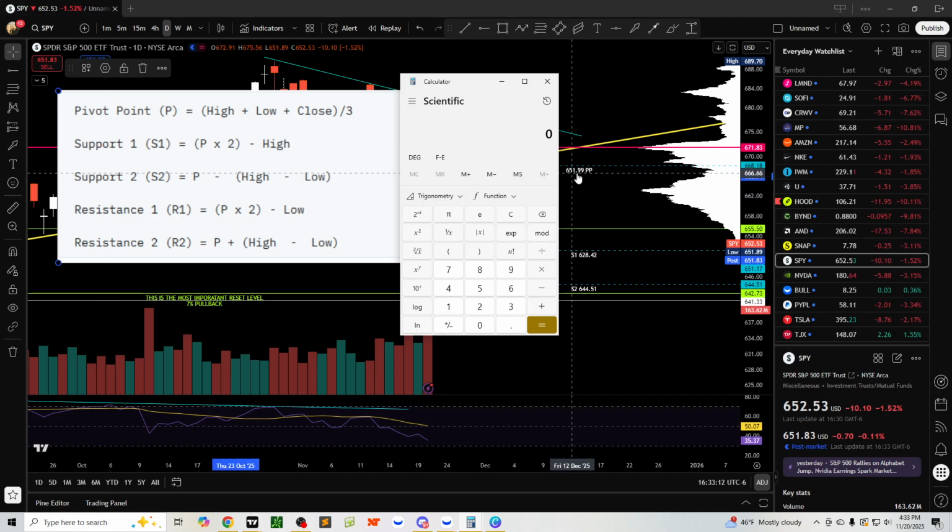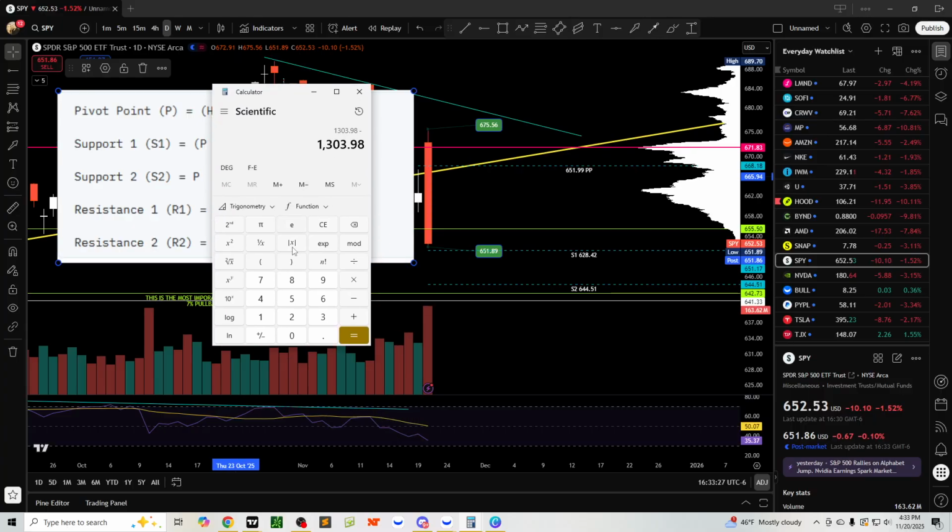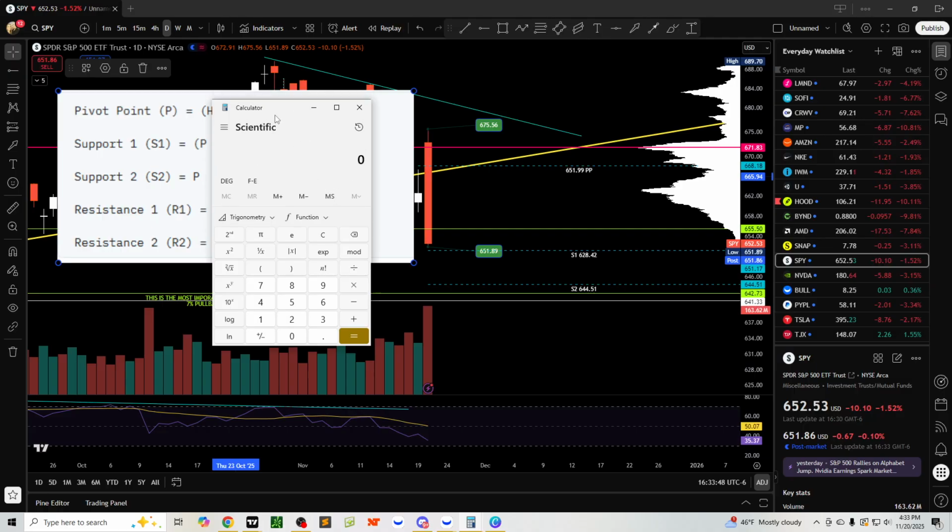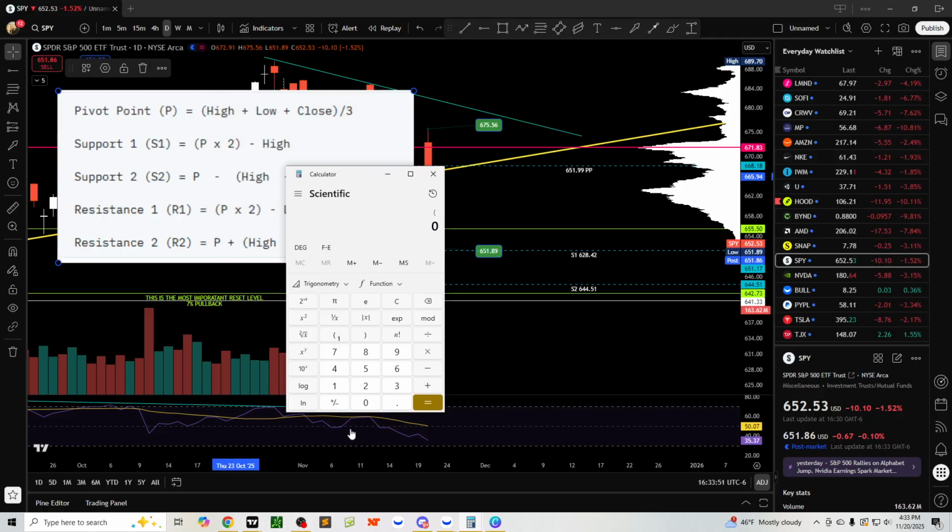Support 1 is pivot point times 2, 651.99. That's 1303.98 minus our high, which is 675.56. 628.42. What am I doing wrong? What is going on here? Our high of day is 675.56, right? Is it the calculator? Pivot times 2. Let me do the brackets. Maybe that's why.